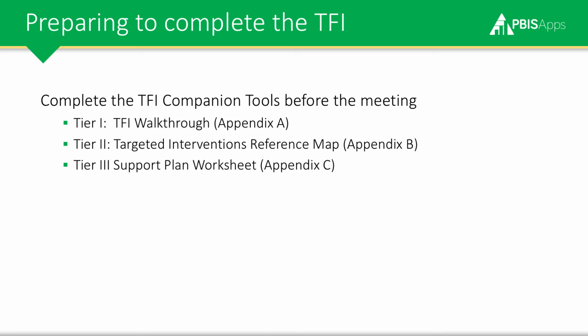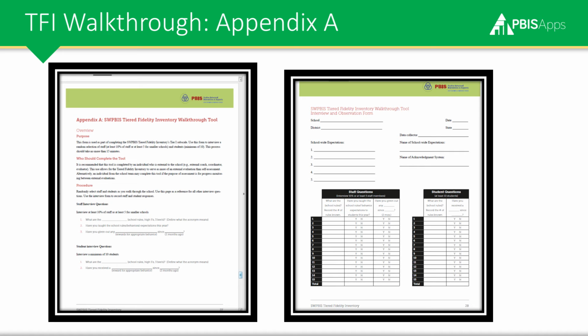We will go through each of the Appendix tools. The Appendix is located at the back of the TFI document. We'll look at Appendix A, B, and C. The companion tool for Tier 1 is the Appendix A, the walkthrough tool, which is located on pages 27 and 28 of the TFI document.